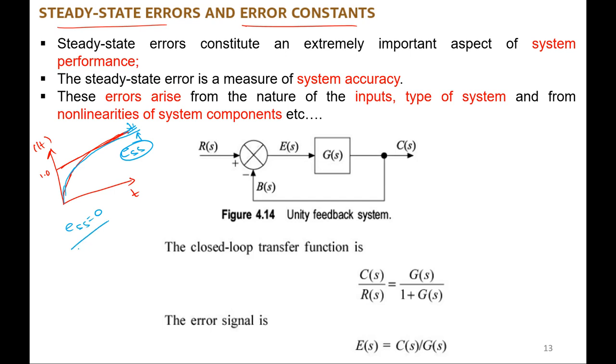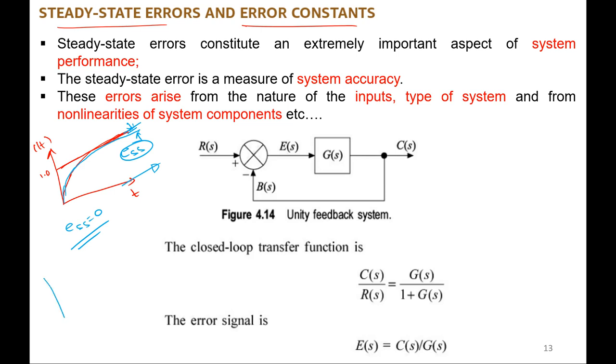Already we have seen this, right? Means the output follows the input. The output tracks the input at time t equal to infinity, right? Okay, when the steady state error occurs, whenever there is a difference between the desired output and the actual output, like this, right? Okay, this is for first order system.